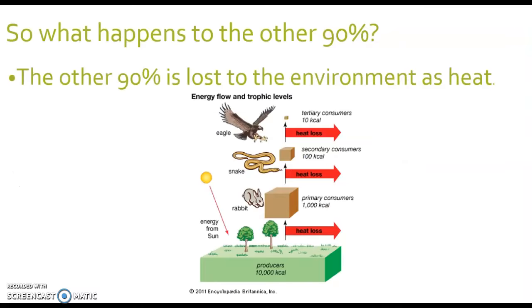So what happens to the other 90%? And why does only 10% of energy transfer from one level to the next? Well, the reason why we only get 10% of energy from things that we eat is that the other 90% is lost to the environment as heat.